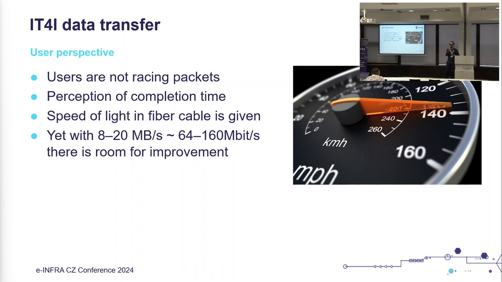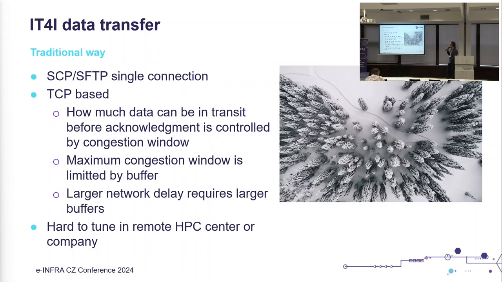Their view is more of the time of completion, whether they feel it is slow or fast. Only the power users will get some exact measurements. Nevertheless, with the numbers which are shown, meaning 8 to 20 megabytes per second, we were really concerned about what is happening, and there was still some room for improvement. To understand the situation, as was already mentioned, there was a recommendation about SCP, SFTP, etc.